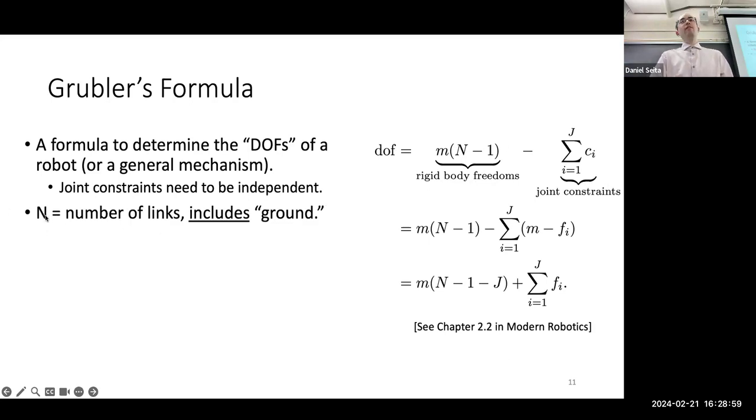So n is the number of links, which also includes the ground. We'll see some examples of this later, but the ground is often drawn like this. In modern robotics, they draw the ground with this jagged line. The ground is like one link. And you can have multiple grounds if the system is connected to different parts. You can think of this as a floor and this as a wall, but all of it is considered one ground.